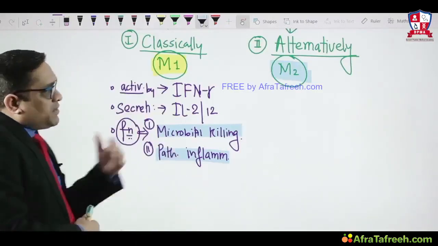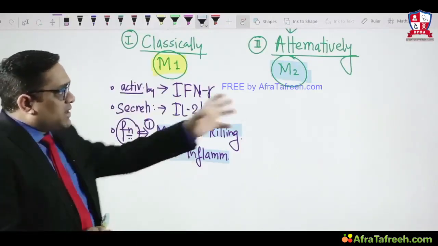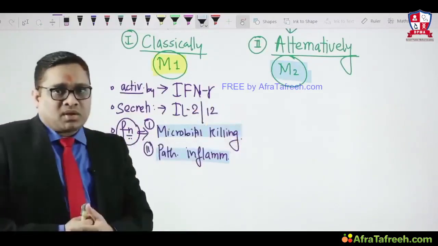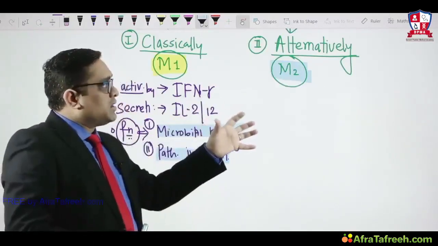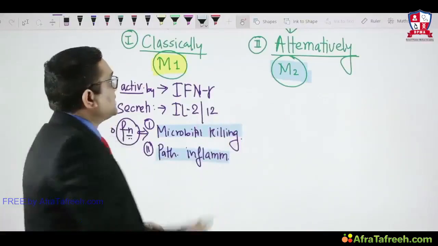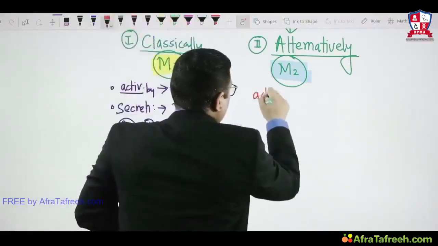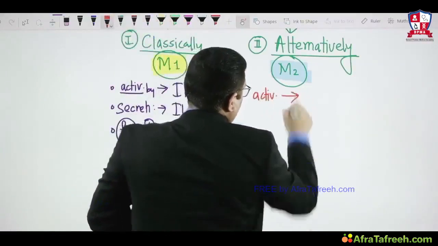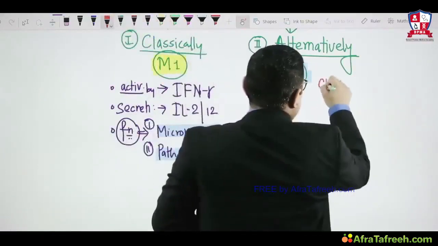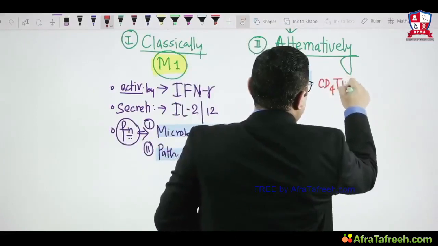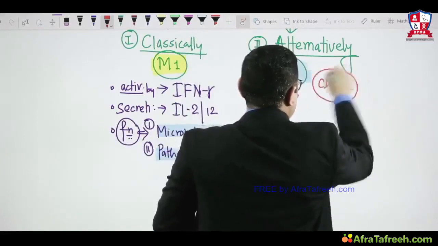And when we talk about the alternatively activated macrophage, that is important. Who is going to activate alternatively activated macrophages? Activation is by a cell called CD4-Th2 cells. That is the important concept we have to understand.